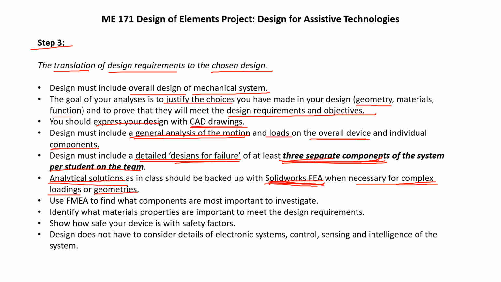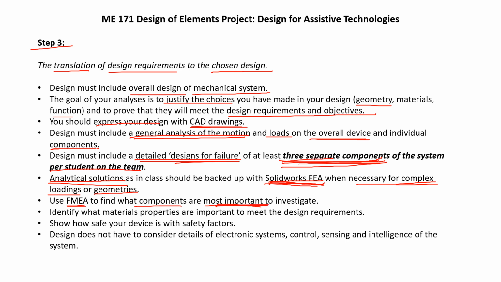Now, I'm going to ask you also to take a look at the individual components to determine what is going to be important to investigate. So you can use the failure mode and effects analysis, FMEA, to find out which components are going to be the most important to investigate. So if you have this whole system and you've got a lot of different components, but you need to pick out 3 of those components to really analyze, this may be useful in determining which components are going to be the most important to investigate.